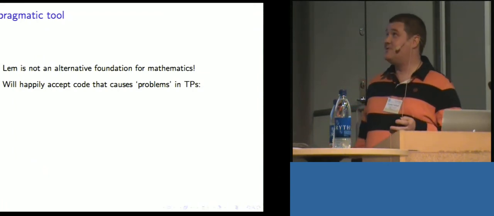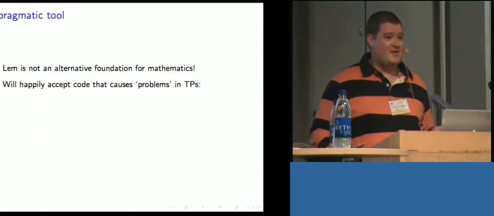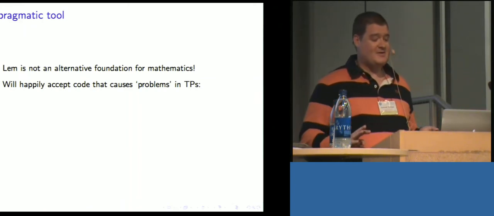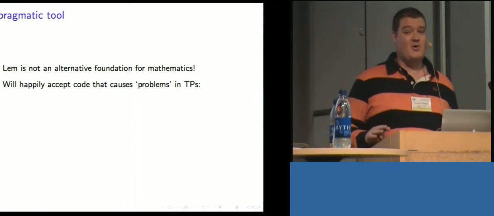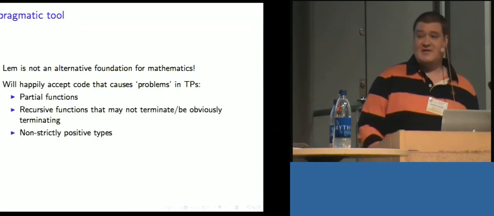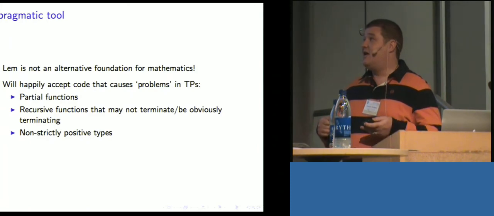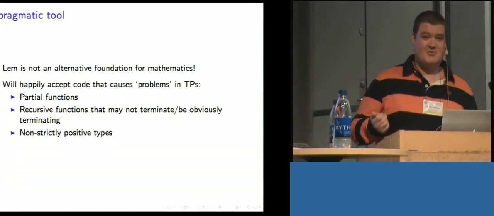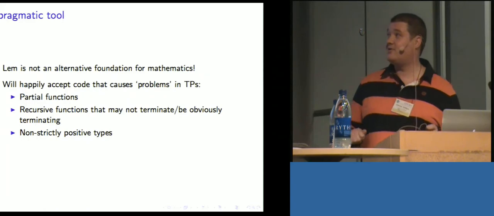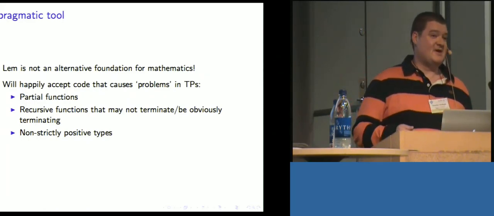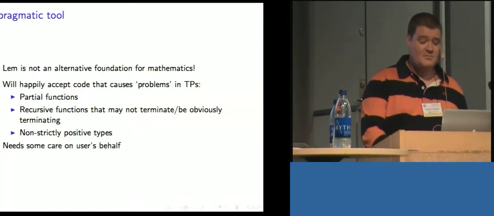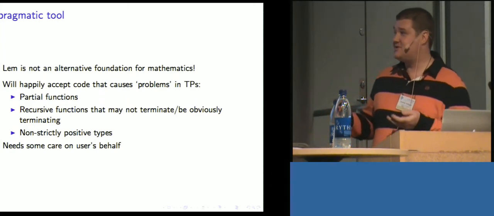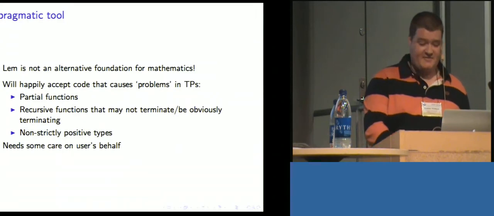So I'd like to emphasize this point, that Lem is not an alternative foundation for mathematics. It's a pragmatic tool, and it will happily accept a lot of code that would ordinarily cause problems in tools like Coq or Isabelle. So for example, we allow partial functions. We allow recursive functions that may not terminate or be obviously terminating, which is quite a problem in systems like Isabelle or Coq. And we also allow non-strictly positive types and things of that nature. So there's the assumption that the user has some idea of what they're doing, and that some care needs to be taken on the user's behalf.